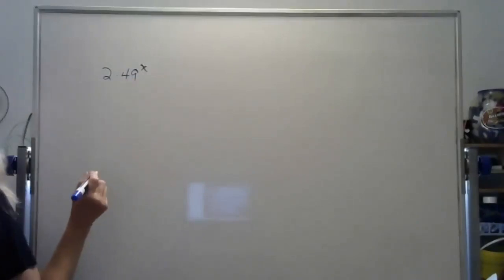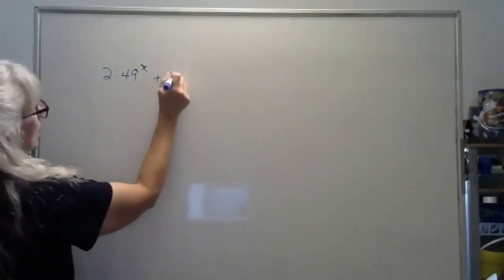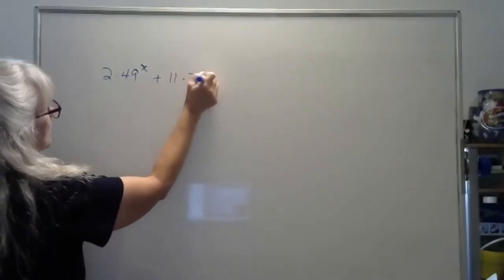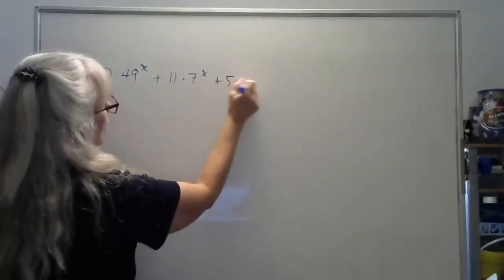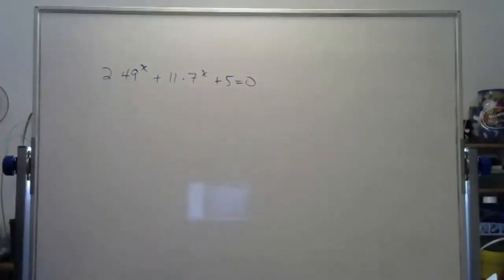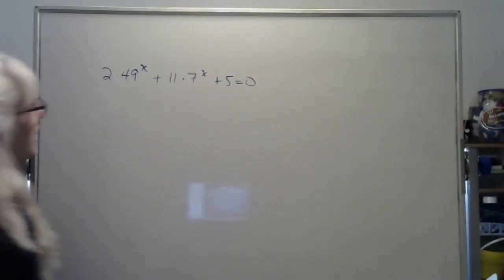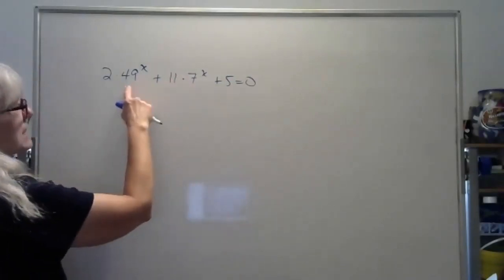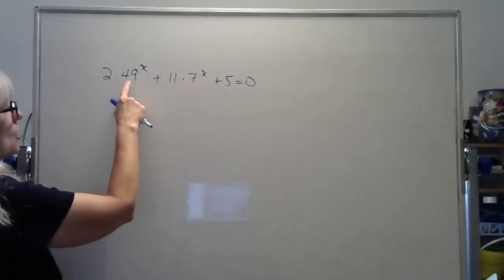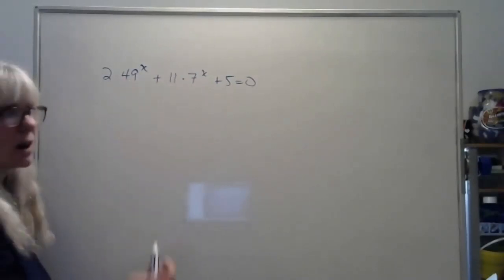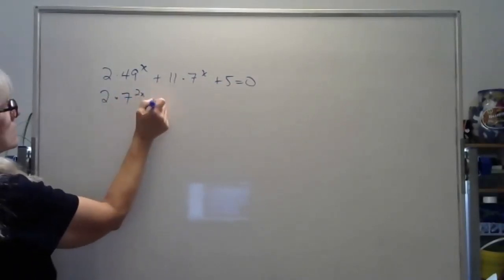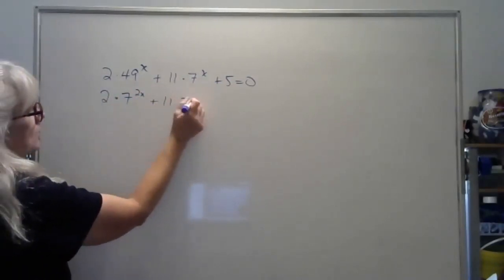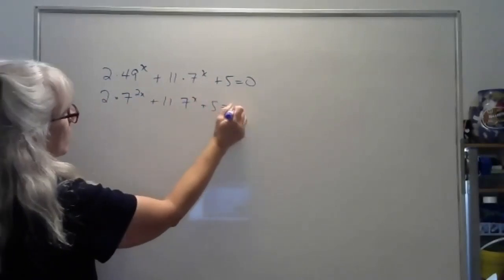So I have 2 times 49 to the x plus 11 times 7 to the x plus 5 is equal to 0. So I look at that and I freak out a little bit. We're going to notice that we have 2 different bases raised to powers, but 49 is the same thing as 7 squared. So I'm going to rewrite this as 2 times 7 to the 2x plus 11 times 7 to the x plus 5 is equal to 0.